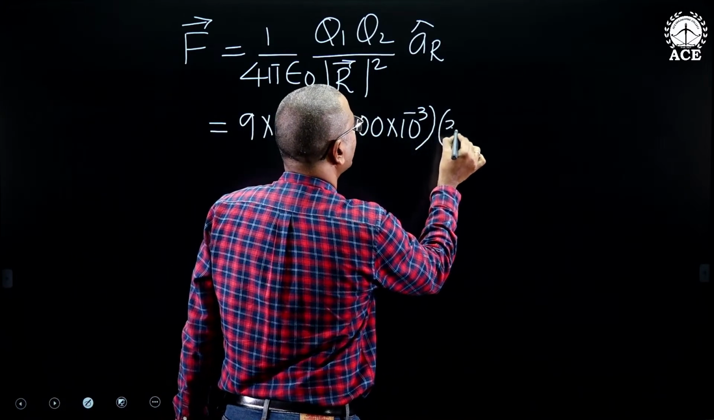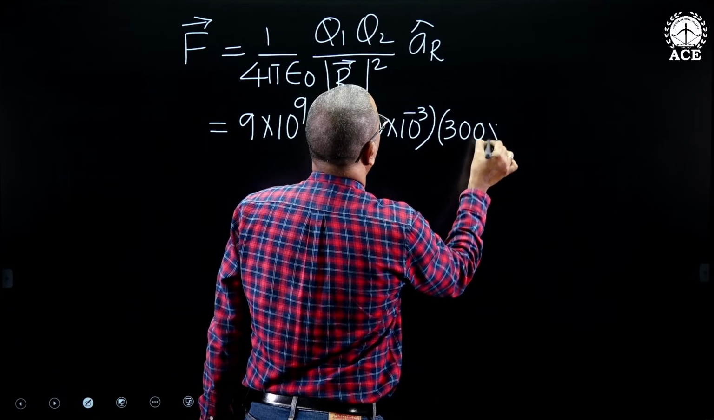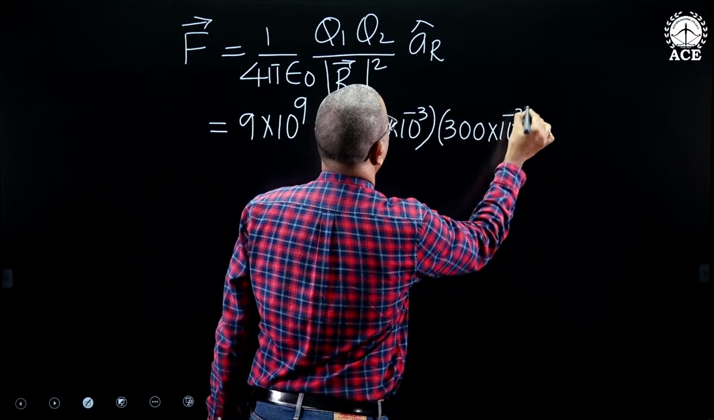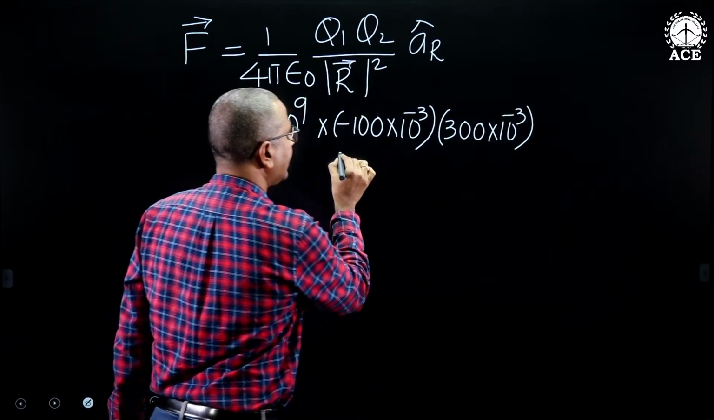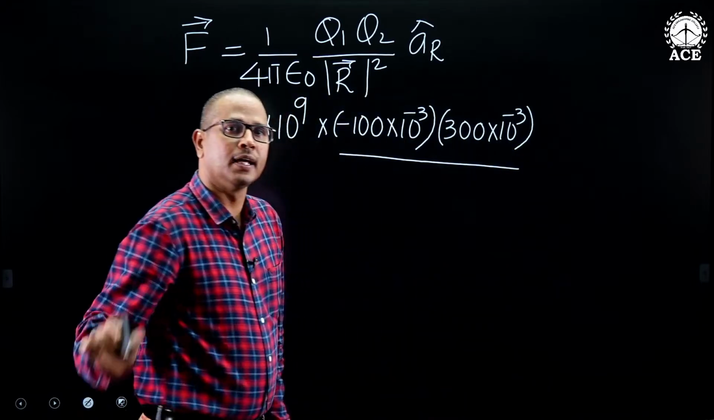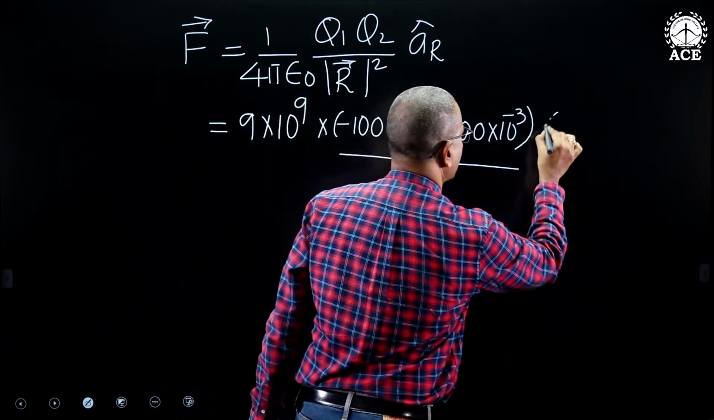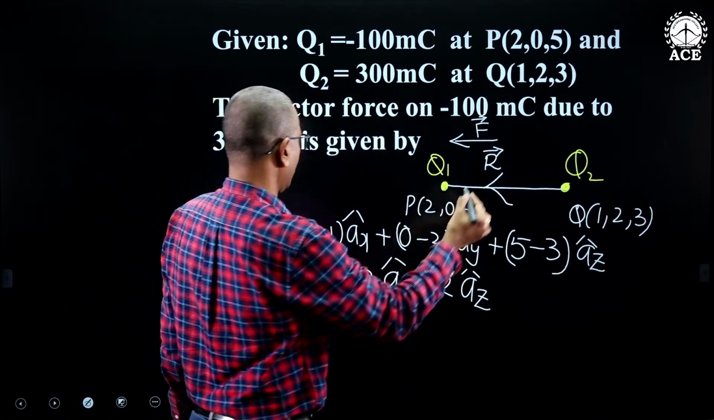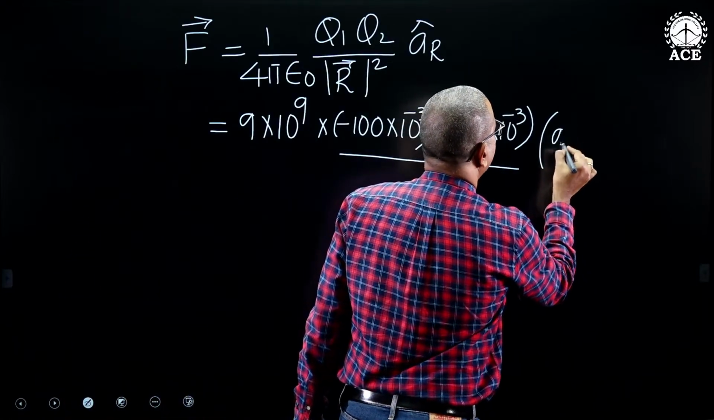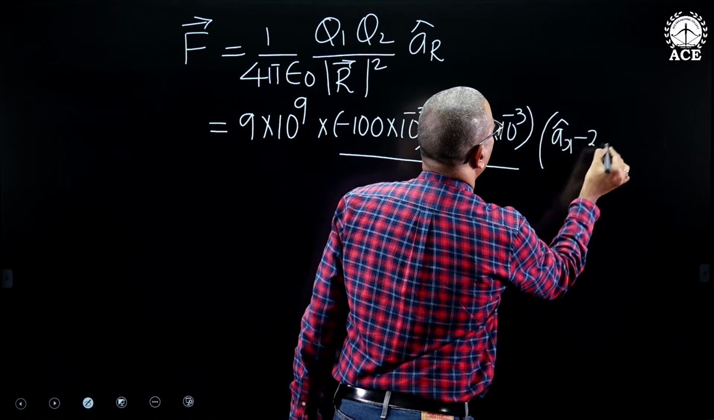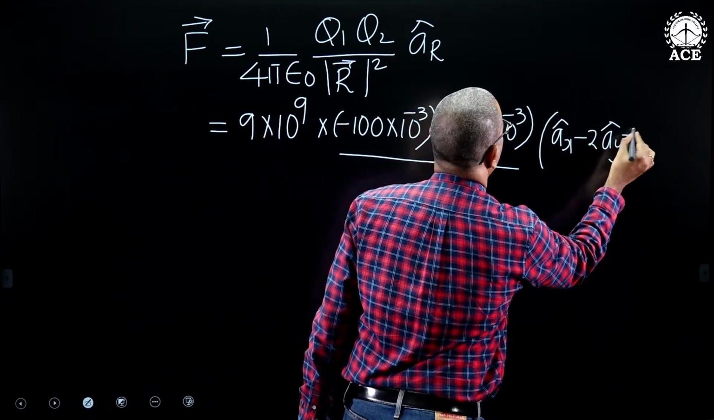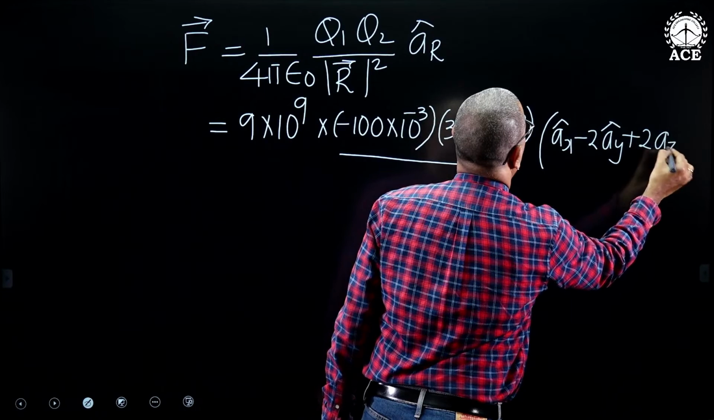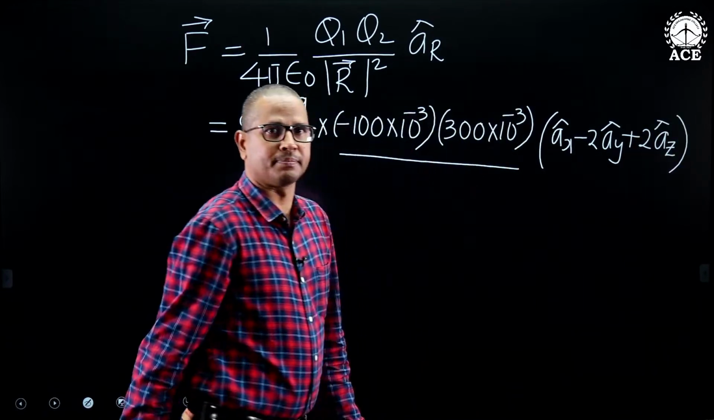What is Q2? 300 milli, 10 to the power of minus 3. Before writing distance square, the simple way is to write the displacement first. What is the displacement? We have taken already AX cap minus 2 AY cap plus 2 AZ cap. This is our displacement.